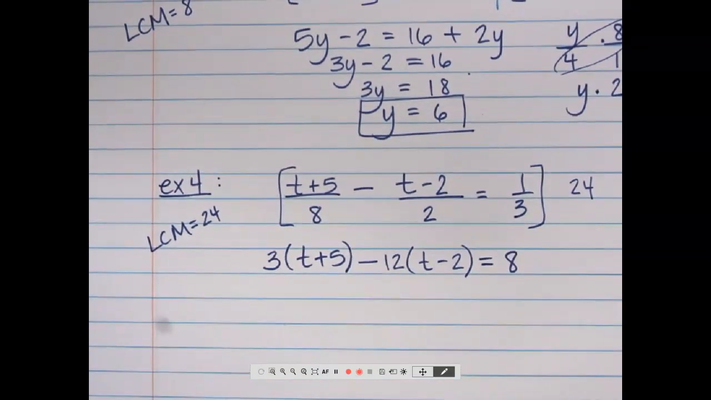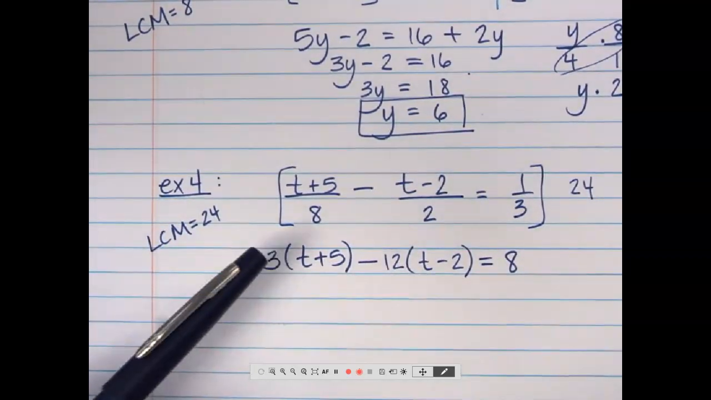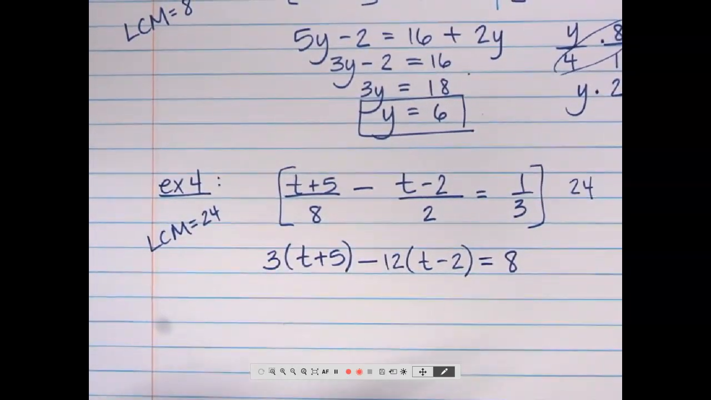Now, that's a pretty simple equation. Okay, so go from there, do your distributing, collect your like terms, and find t for me.